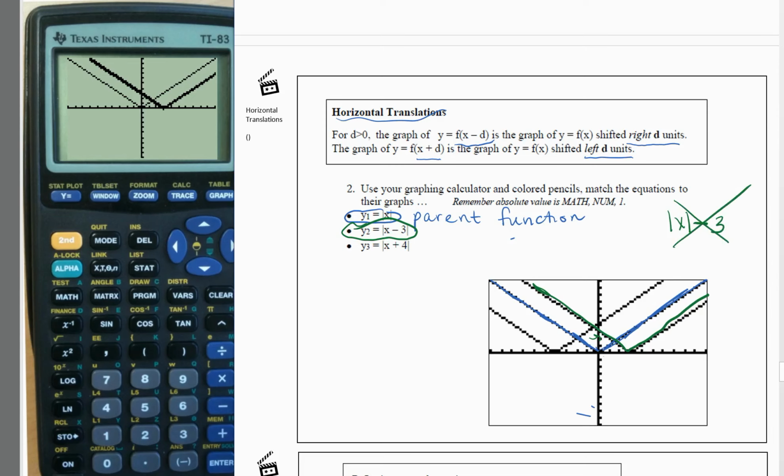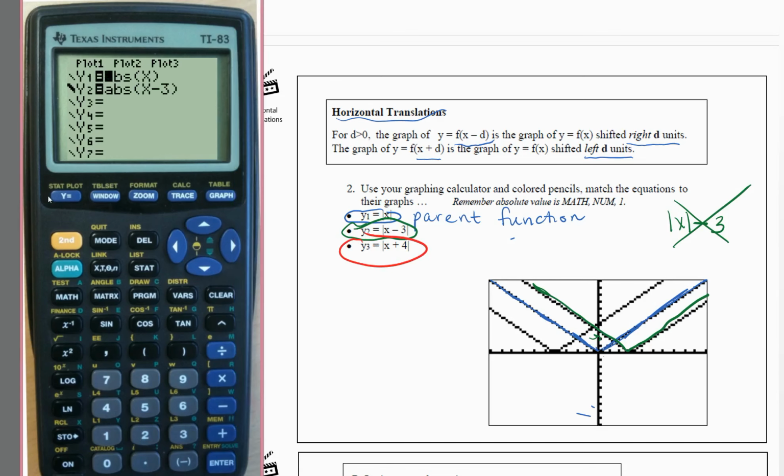Okay, now if inside the absolute value we add 4, our rule tells us that that would be shifting it left by 4. Okay, so we'll do that in red, and let's go ahead and put this as math, number, absolute value of x plus 4. So if the plus 4 had been outside of the absolute value, that would be moving it up by 4. But since it's inside the absolute value, it's going to move it left by 4.